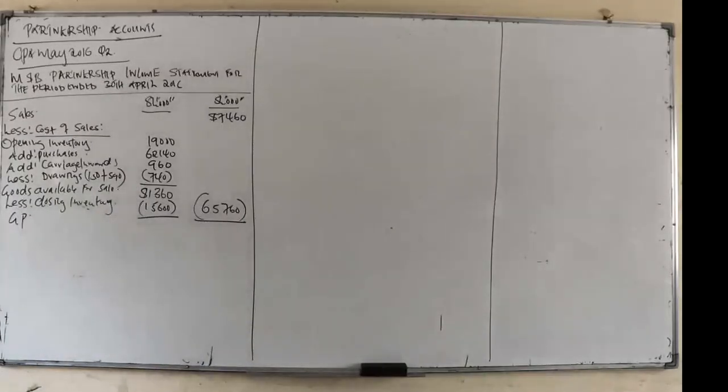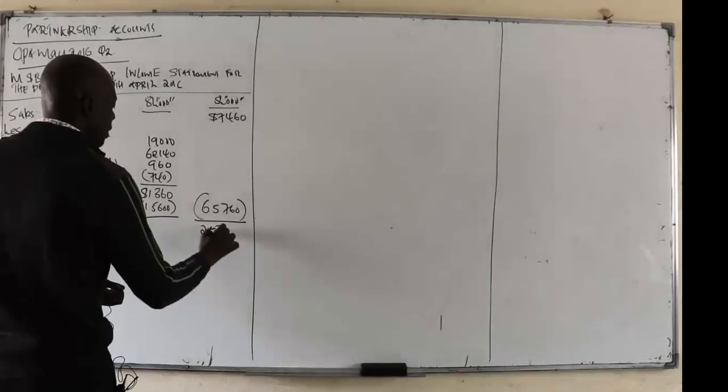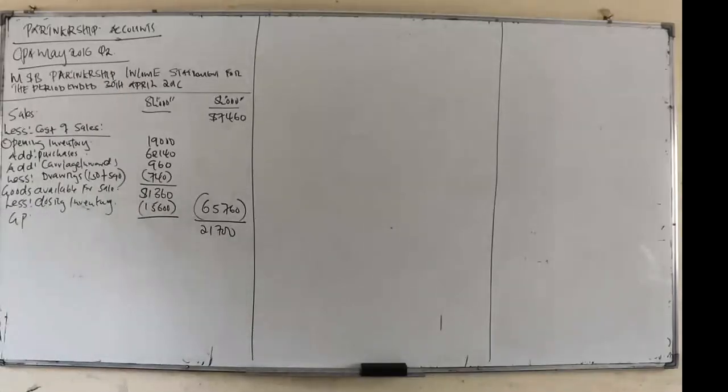Then you get the gross profit. You deduct, you get the gross profit. What will be the gross profit? This is 21,700. You check if we have any other income, maybe rent income. Do you have any other income? No, isn't it? Then we list down your expenses here.